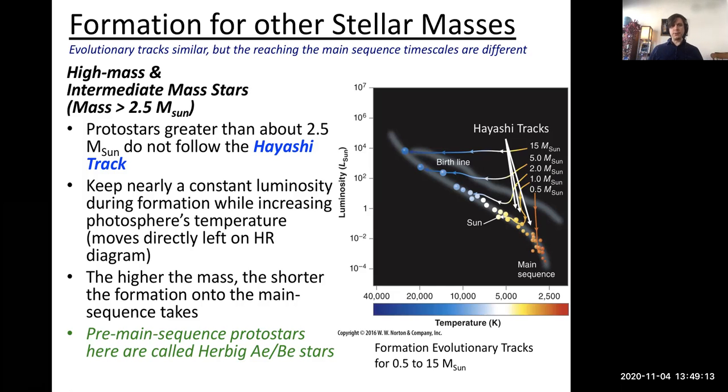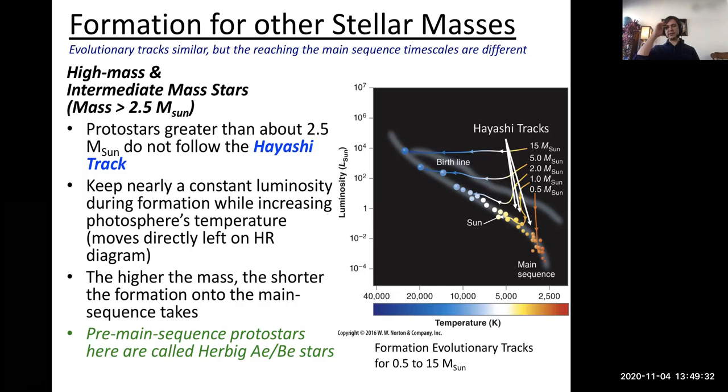So the takeaway is that high mass stars form differently. They skip the Hayashi track. And also, the formation time for high mass stars is much, much, much quicker. With higher mass, gravity can pull everything together to go from protostar to star much more quickly.